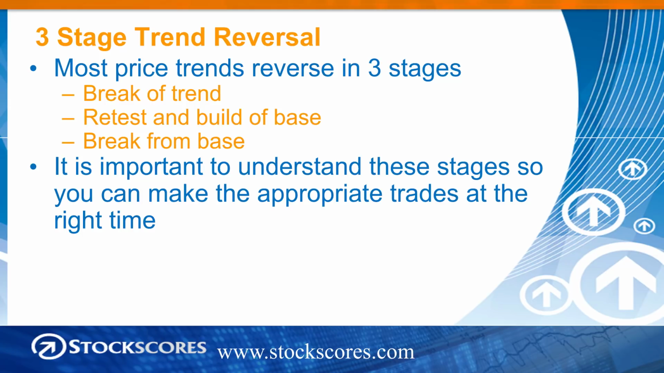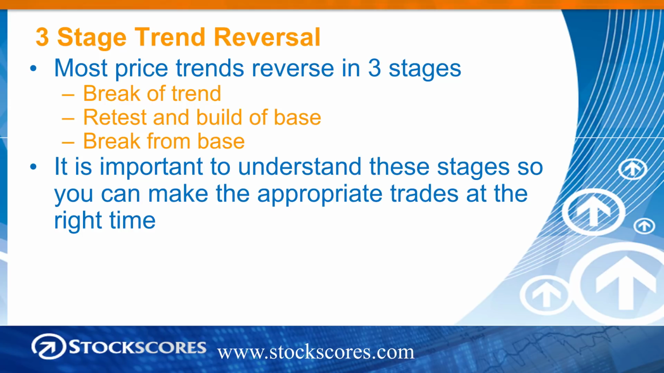So you get a retest, and then you start to build a base where you have some sideways consolidation, and then you have a break higher from that base. And if it is an upward trend break, you break the upward trend line, you try to make a new high, you fail, you start to retest the lows, and then break down through support and move lower again.